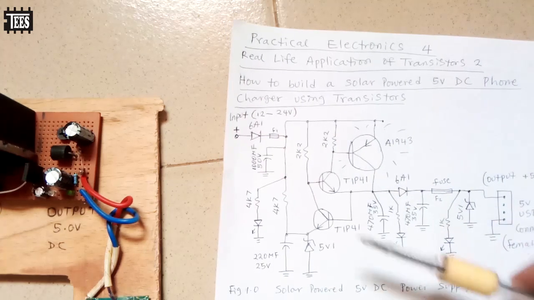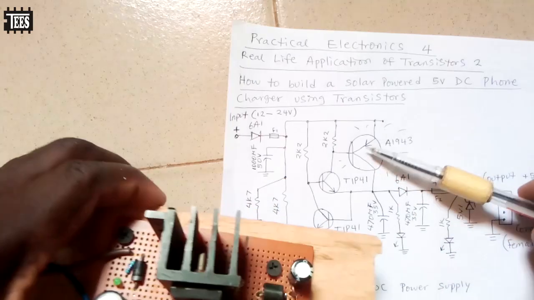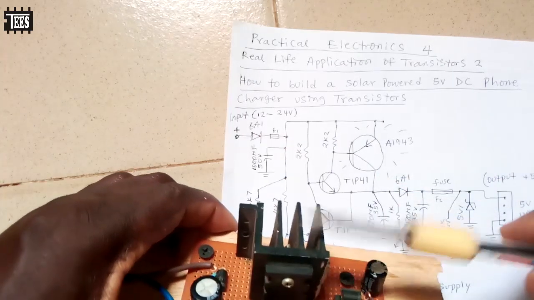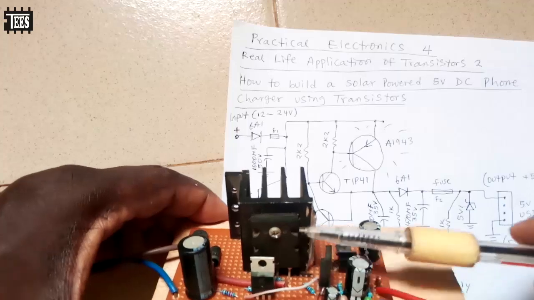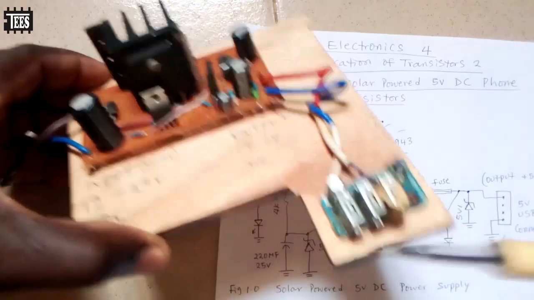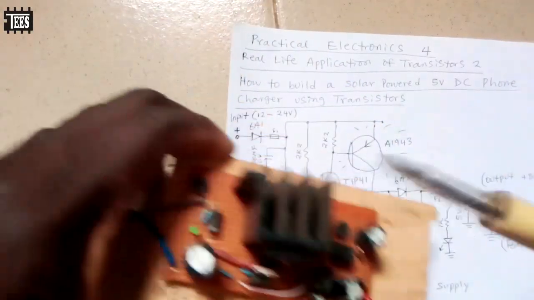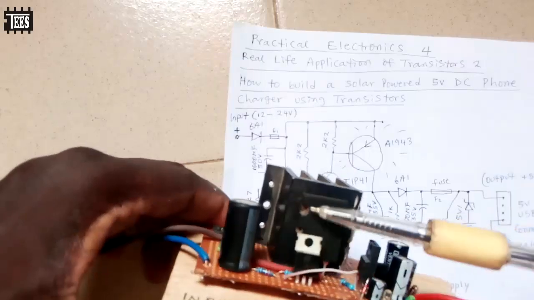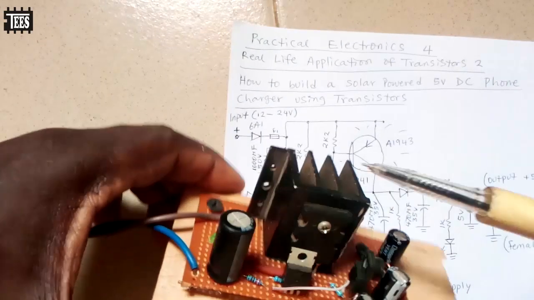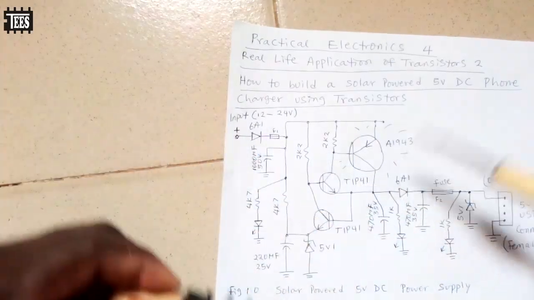You understand? Another thing again, make sure you put this on a heat sink, because this is going to get hot. As you put load, when you connect load there, this is going to get heated. So you can see this is aluminum. This is screwed to the aluminum heat sink that you're seeing here.